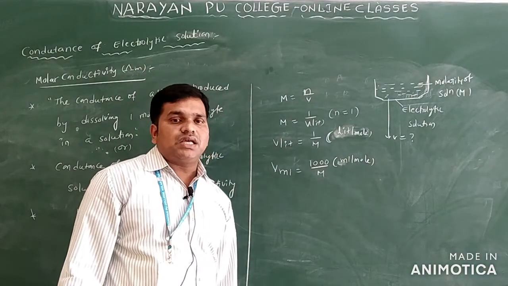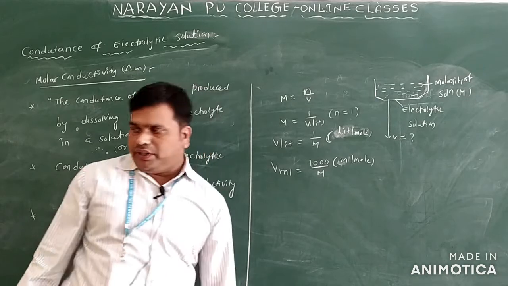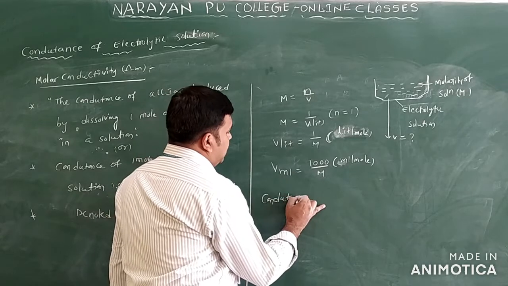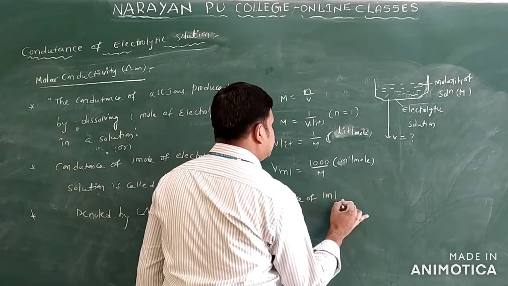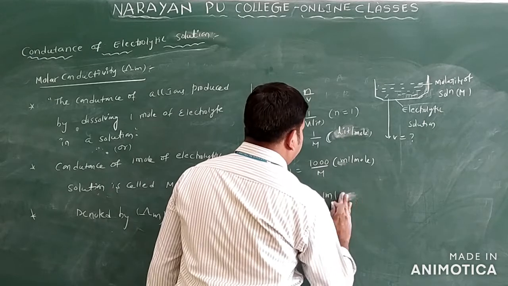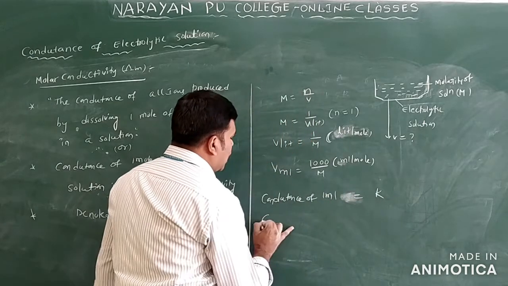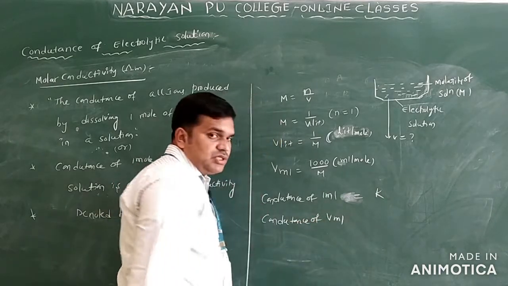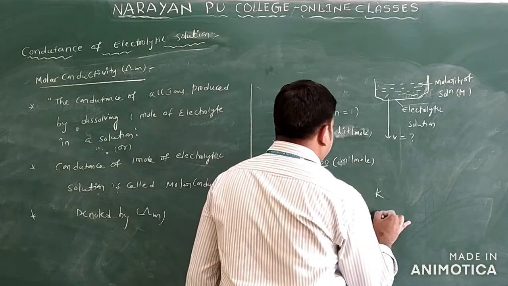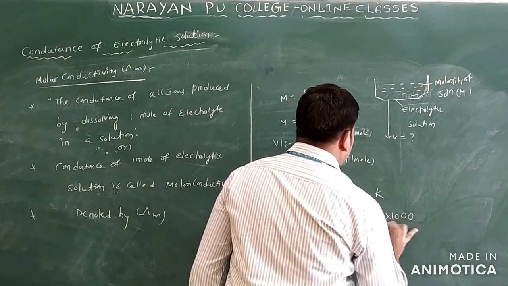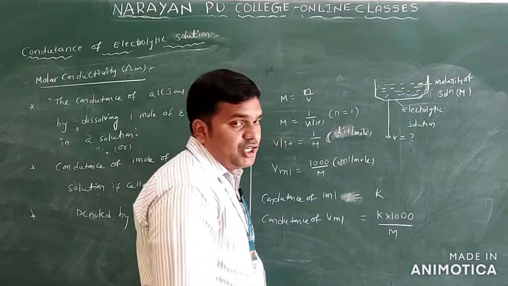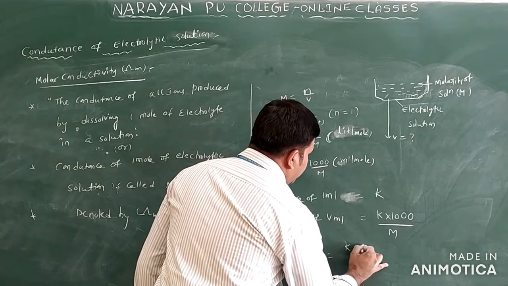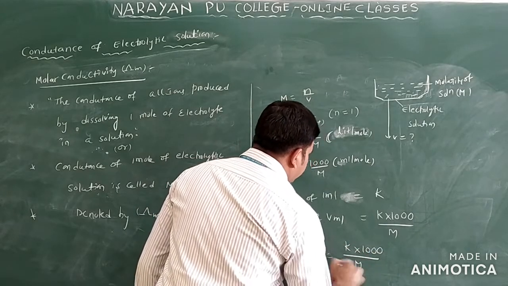So we are finding the conductance of 1 ml of solution. The conductance of 1 ml of electrolyte is equal to K. Now I want to find the conductance of V ml of the solution. How much will you get? You will get K into 1000 by M. From this you can write molar conductivity is equal to K into 1000 by M.